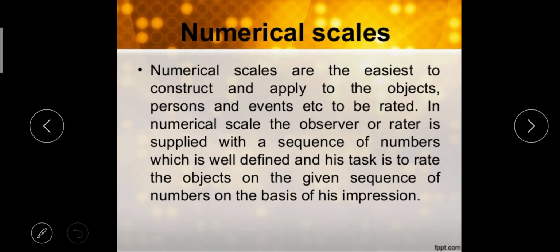First one is numerical. By name itself we can understand, numerical means numbers. It's like 5, 4, 3, 2, 1. Numerical scales are the easiest to construct and apply to objects, persons and events. In a numerical scale, the observer or the rater is supplied with a well-defined sequence of numbers, and his task is to rate the object on the given sequence of numbers on the basis of his impression.